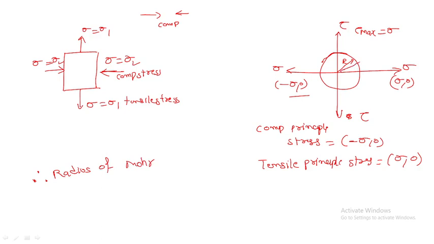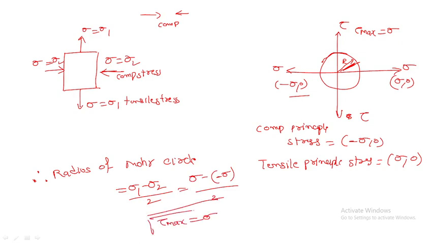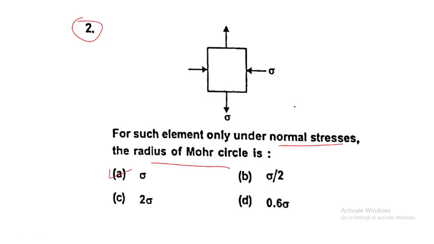So we want this one. Mohr circle radius equals what? Sigma 1 minus sigma 2, or stress 1 minus stress 2, so minus of minus divided by 2. So tau max equals that divided by 2. At the center, what is the value? It is 0 comma 0. So the answer is A. A is the answer for this question.